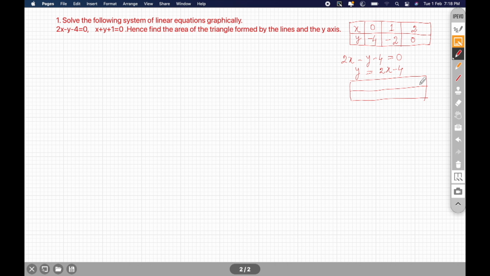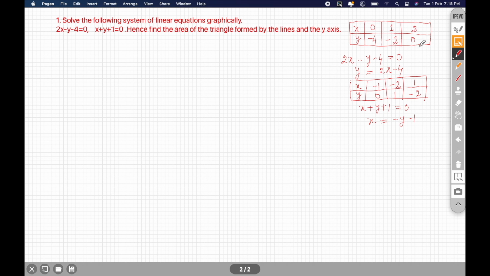Now over here also, in the same way, choosing the value of one variable should give me the value of the other variable. The given equation is x plus y plus 1 equal to 0. So let me make x the subject. So it is minus y minus 1. So when y is 0, x is minus 1. When y is 1, x is minus 2. And when y is minus 2, x is plus 1.